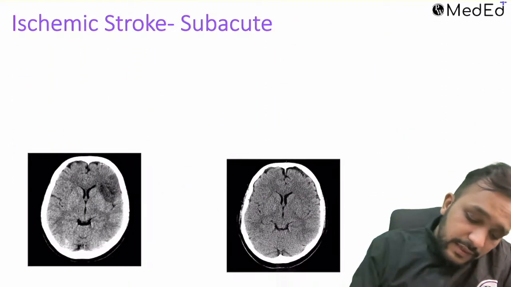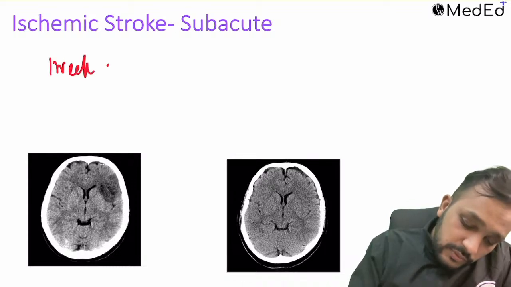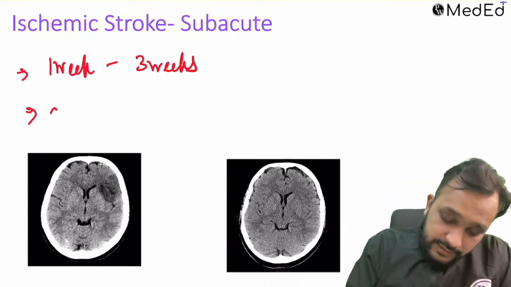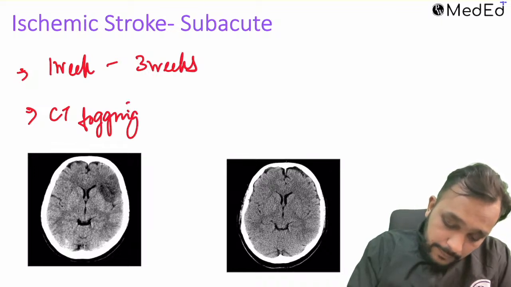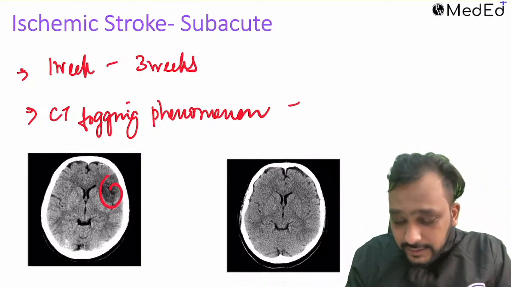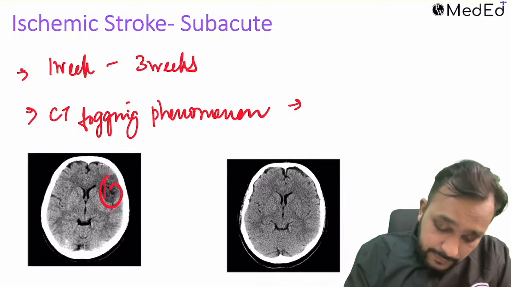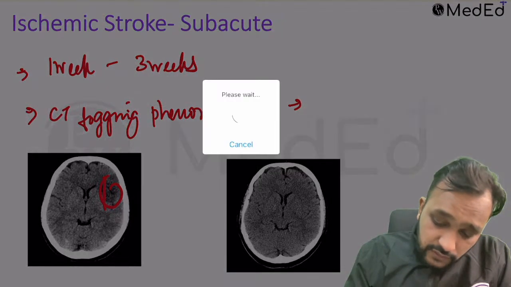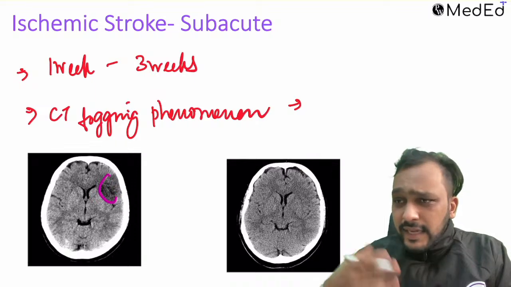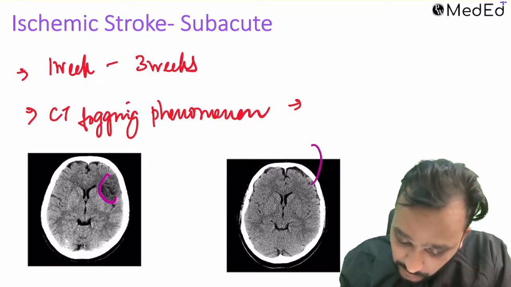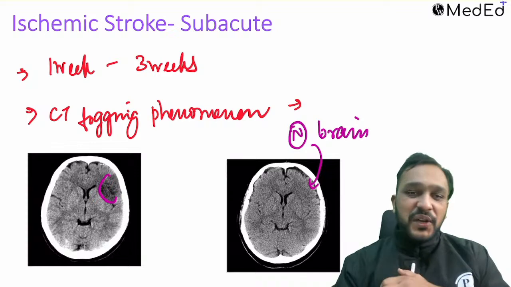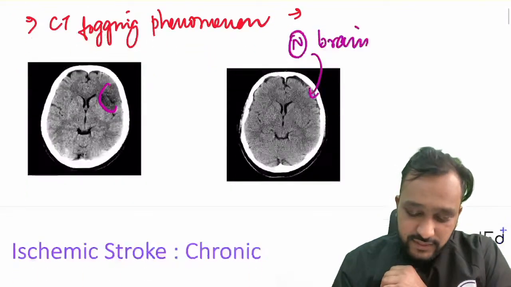And a subacute infarct lies between 1 week to 3 weeks. There is one phenomenon that you can see in subacute infarct, known as the CT fogging phenomenon. What happens in CT fogging phenomenon? Within the area of hypodensity, hemorrhages take place within the area of infarct. Because of this, the hypodense area starts appearing hyperdense, and it looks like a normal brain. So basically, the area of hypodensity is not very well visualized, and this is known as CT fogging phenomenon.